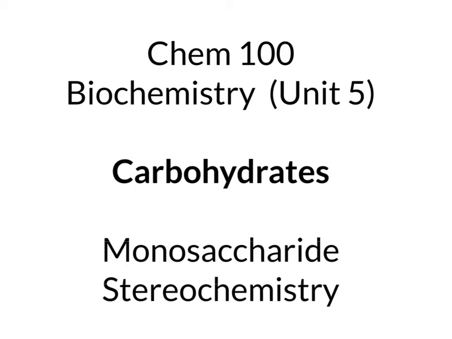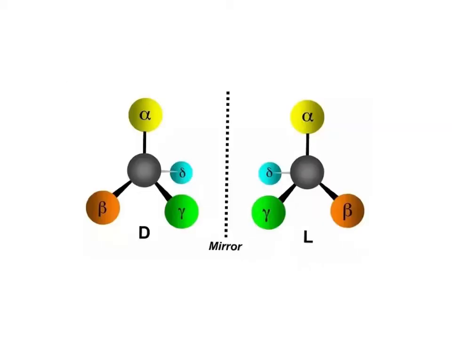Now we're going to talk about the stereochemistry of monosaccharides. Then we'll talk about another classification system that we use that uses stereochemistry. Before we move into the monosaccharides, let's talk briefly about stereochemistry. And so we'll need to look at structure to see what happens.